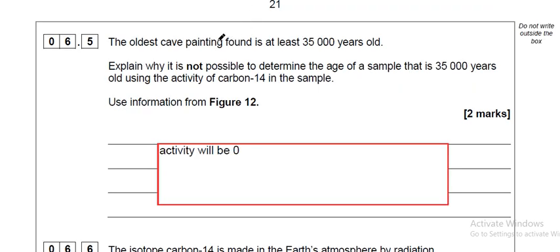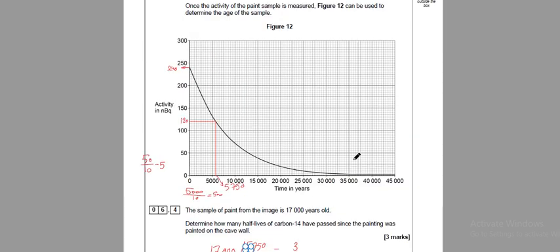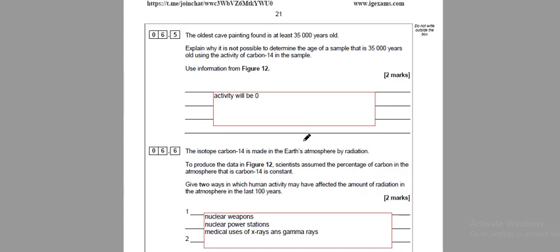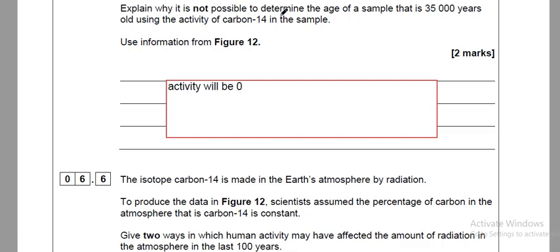The oldest cave painting found is at least 35,000 years old. Explain why it's not possible to determine the age of a sample that is 35,000 years old using the activity of carbon-14 in the sample. Use information from figure 12. Here is figure 12. If you look here, you will find that after 35,000 years, the activity is almost 0. So there will not be radioactive isotope to measure age from its activity.